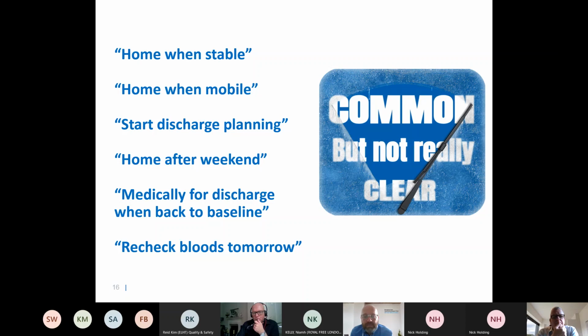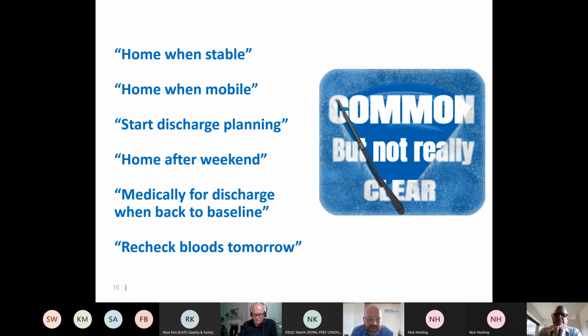Medically fit for discharge when back to baseline. So my wife had a laparoscopic cholecystectomy after a period of illness earlier this year. She was discharged through day surgery. She was certainly not back to baseline. She normally runs 10k three times a week. There was no way she was going to be running anywhere for at least a month. So she was certainly not back to baseline, but she was going home because that was the most appropriate way for her to continue her recuperation and recovery.